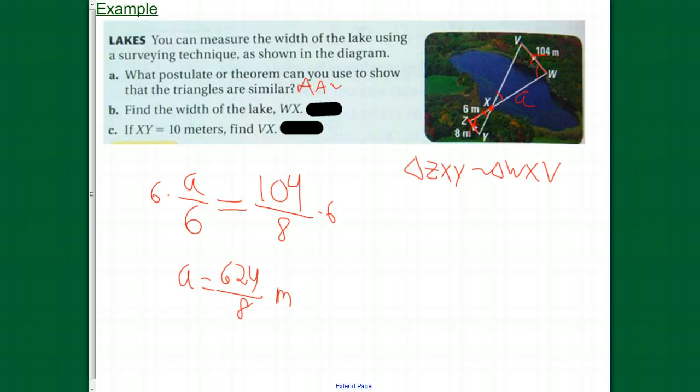Part C says if XY is 10, find VX. We would do the same thing. We have our corresponding sides of 104 compared to 8. If XY is 10, that's from the smaller triangle, what is VX? So we could just set up that proportion, cross multiply, and solve.